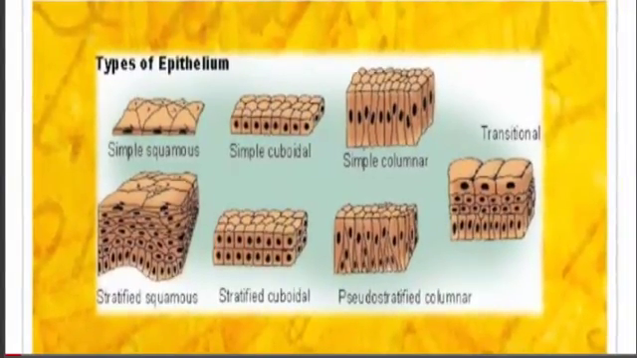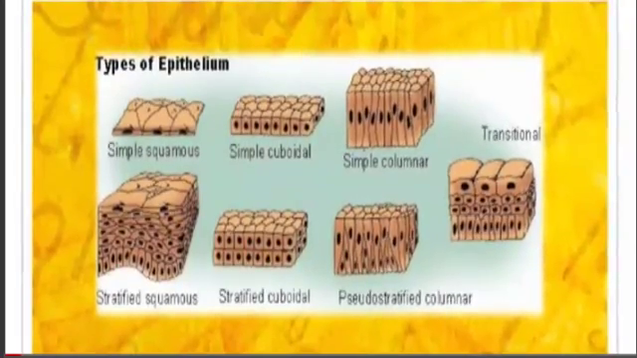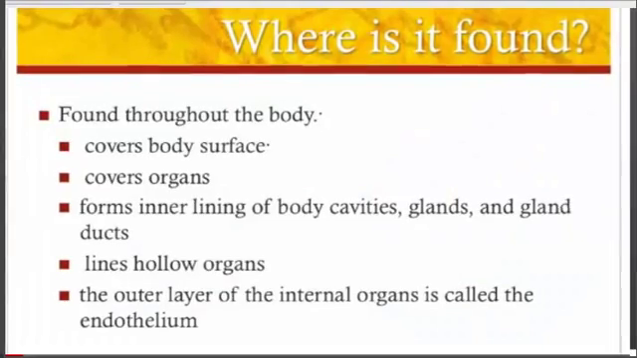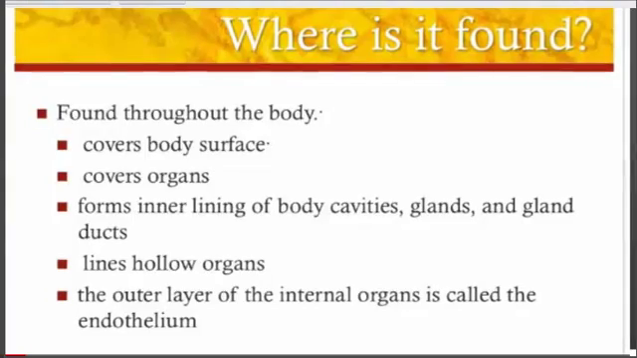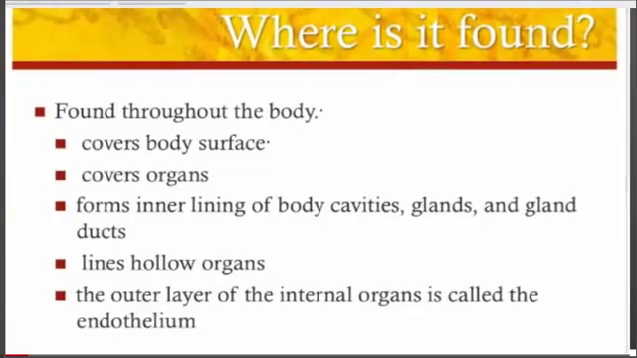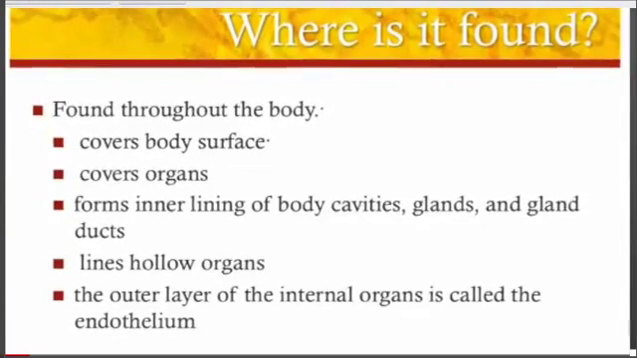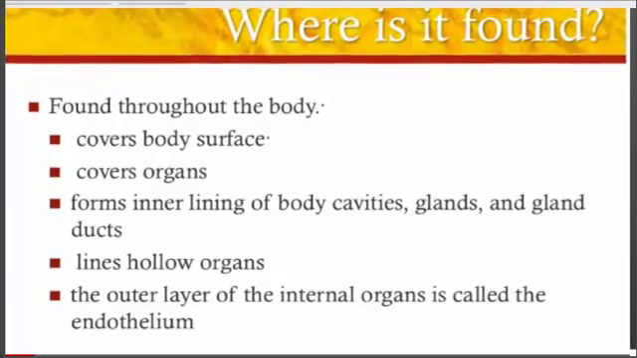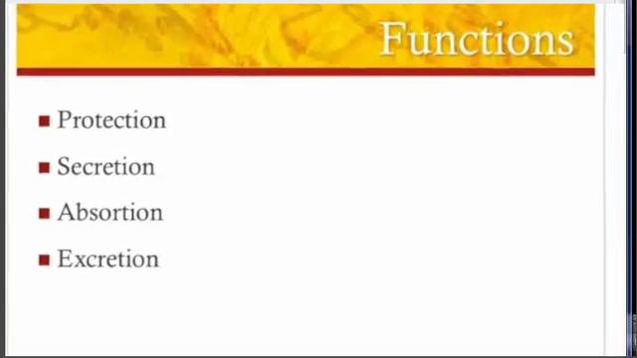Epithelia is designated by both the number of layers and the shape of the cells that are seen within it. It covers the body, moist body openings and surfaces. It's found throughout the body, also covering organs. It forms the inner lining of body cavities, glands and gland ducts, lines hollow organs, and it's the outer layer of your internal organs, referred to as endothelium.